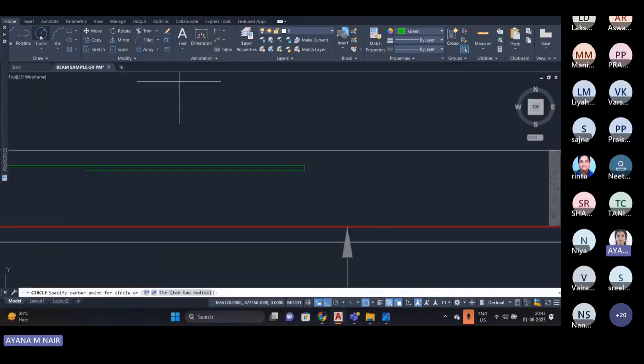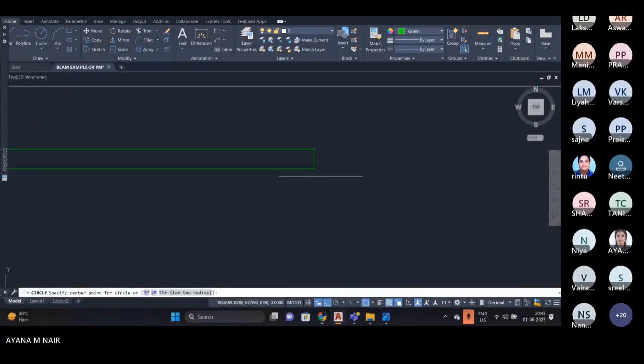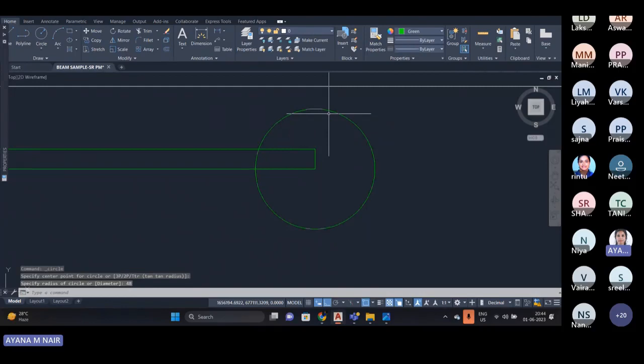Now select a circle. The circle should be drawn at a radius of 3 times the diameter of this main bar. That is 3 times 16. When multiplied, we get 48. So it is 48.